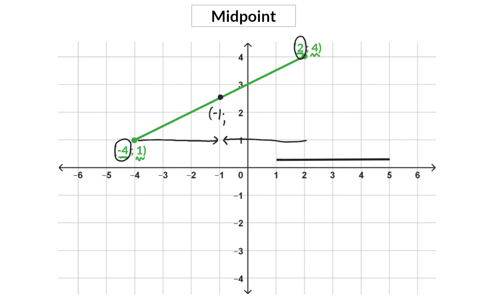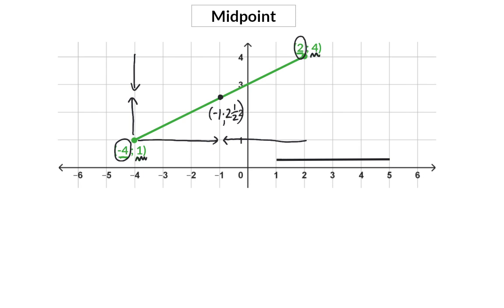Repeating this for the y values, we have from 1 to 4 a distance of 3. That means we need to move 1.5 up and 1.5 down to get to the center. So the midpoint from 1 up 1.5 will be at 2.5.